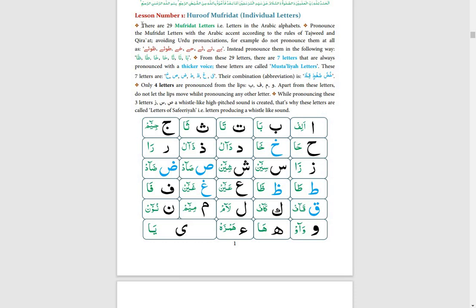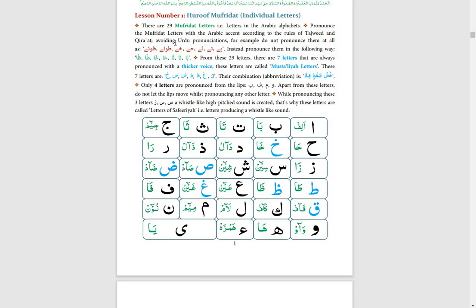This is the first point, which you have to remember: the Arabic language has 29 basic letters. These letters are called Mufridat letters. And how many letters are these? These are 29. Second point: pronounce the Mufridat letters with the Arabic accent according to the rules of Tajweed and Qira'at.